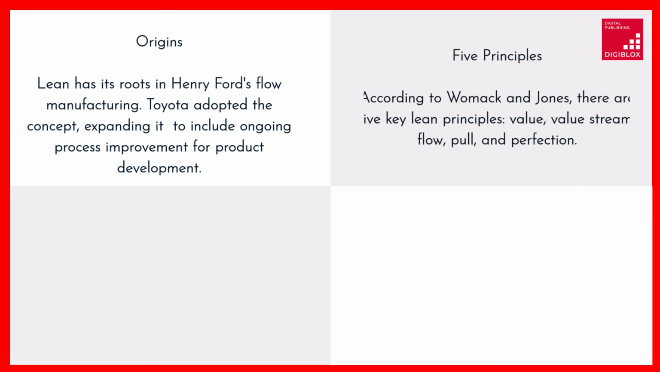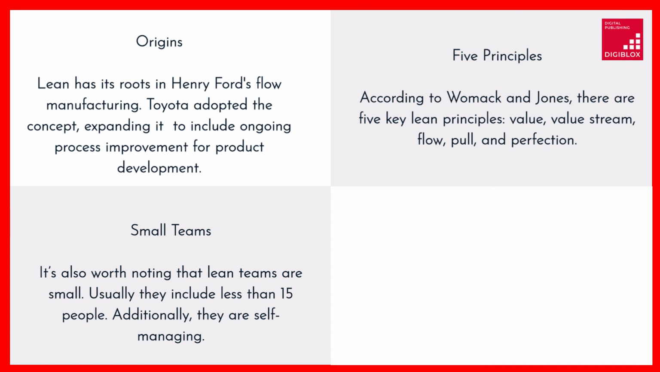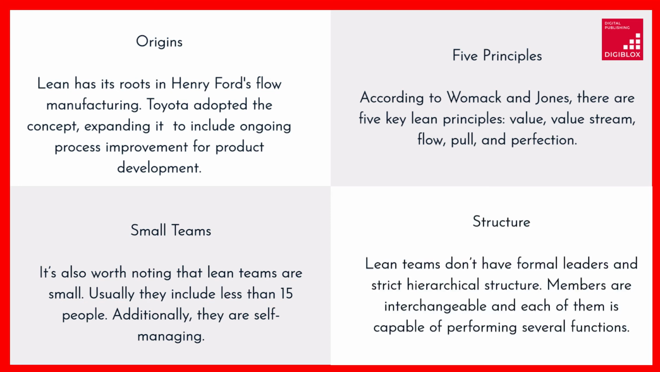Lean project management has its roots in Henry Ford's flow manufacturing, which automated the car building process. Toyota adopted the concept as well, expanding it beyond production to include ongoing process improvement for product development. What are the 5 principles of lean? According to Womack and Jones, there are 5 key lean principles: value, value stream, flow, pull, and perfection.